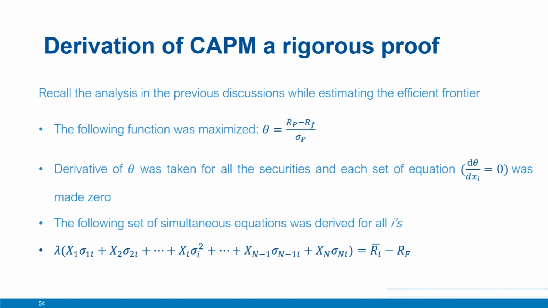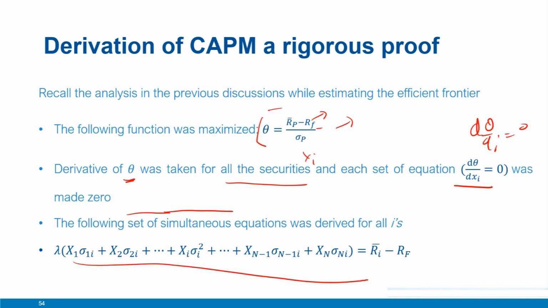Let us recap our previous analysis of finding the optimum point on the efficient frontier. We noted that there was a slope function theta in the presence of a risk-free rate, which was written as RP bar minus RF upon sigma p, that we maximized through partial differential equations, where the derivative of theta was taken for all the securities, that is xi's. For this set of equations, d theta upon dxi was set equal to 0 to find the maximum slope value. And if you recall, we got the following set of simultaneous equations.